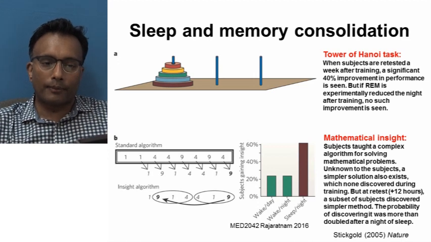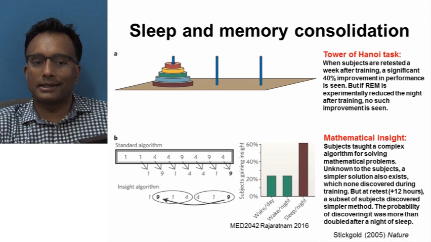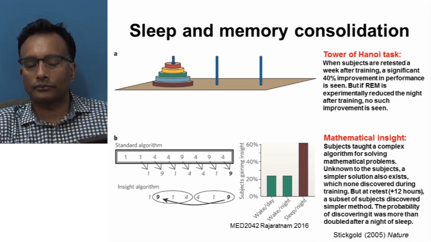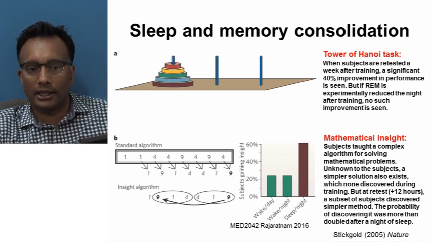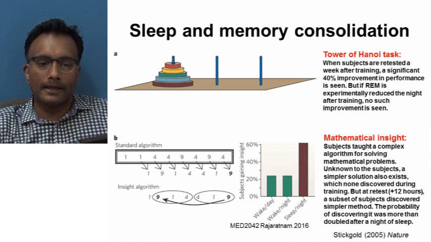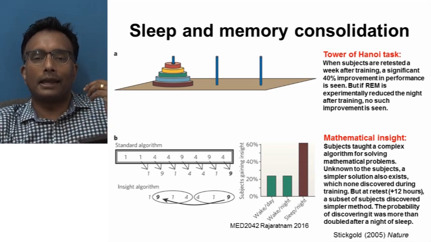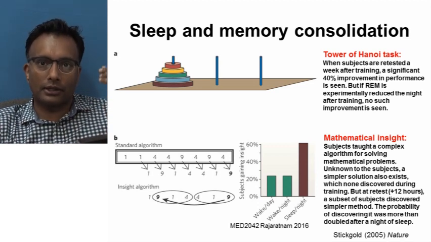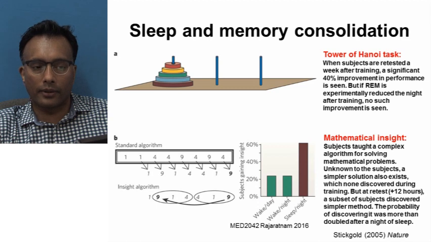And so in this particular study, subjects were taught the task, they were retested a week after training, and we see spontaneously a significant improvement in performance. But if we experimentally deprive these individuals of rapid eye movement sleep, one of the core stages of sleep, the night after they train, no such improvement is seen. And so this was the first important discovery that suggested to us that what is happening in your sleep tonight is critical for consolidating the learning on the preceding day.